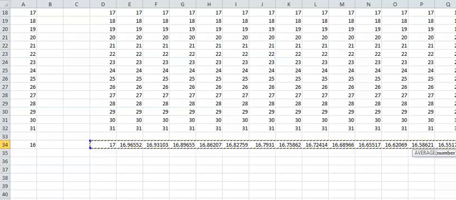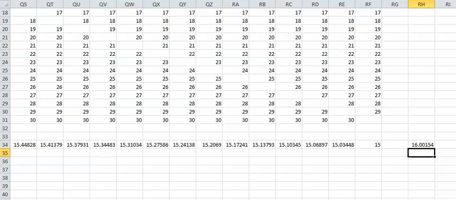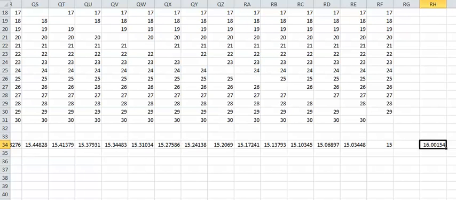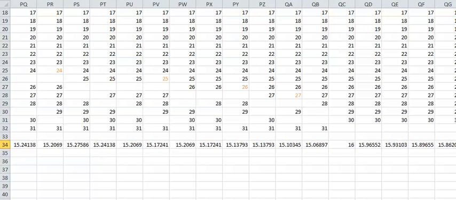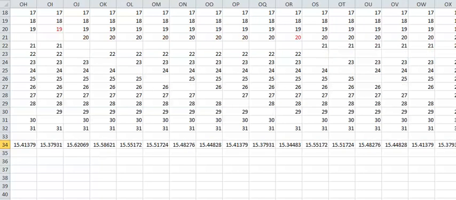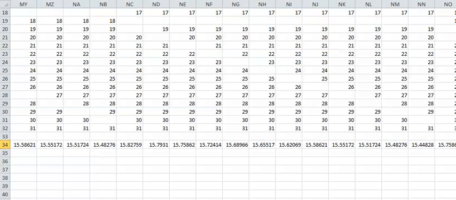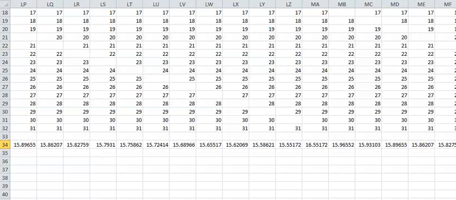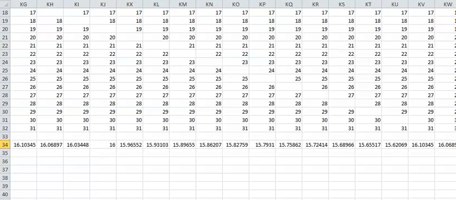There it is. Close it off. 16.001. It should come out to exactly 16 because the population mean is exactly 16. So I must have made a typo in here somewhere. But you still get the idea.